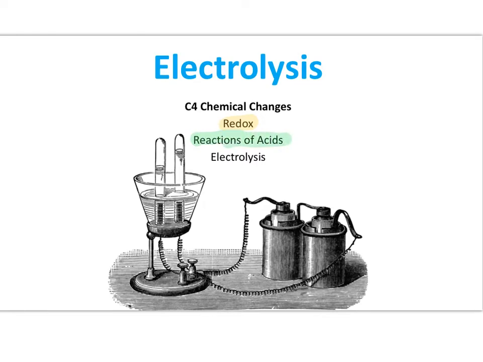Okay, so we looked at how salts were named. We looked at the different reactions between different bases and acids. We looked at what made an acid. We looked at the difference between strong and weak acids. And then the final part of the chemical changes topic is electrolysis.